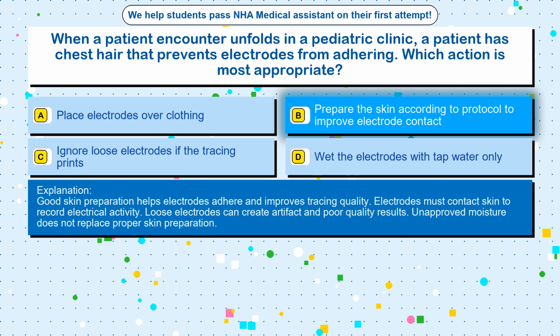Good skin preparation helps electrodes adhere and improves tracing quality. Electrodes must contact skin to record electrical activity. Loose electrodes can create artifact and poor quality results. Unapproved moisture does not replace proper skin preparation.